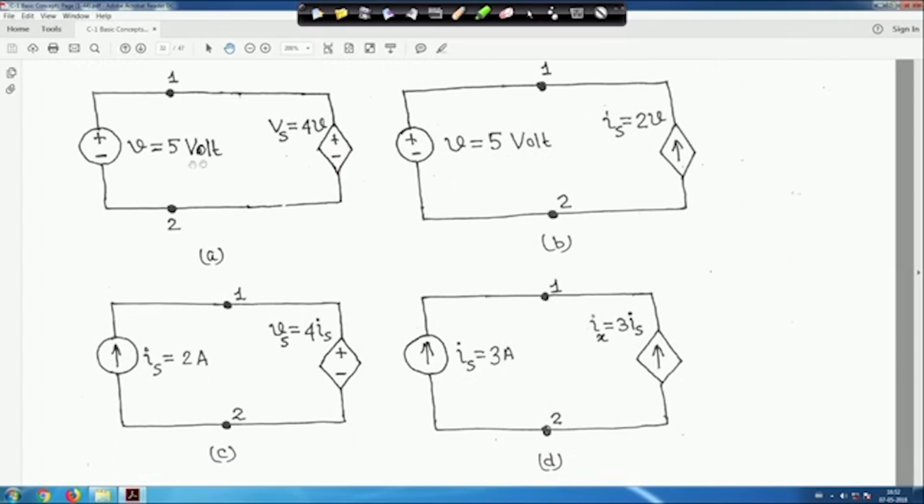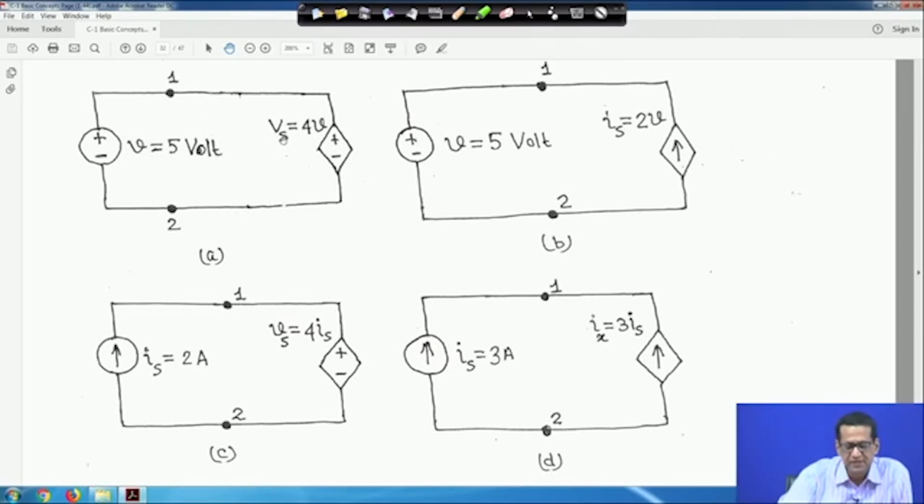Now, take this connection 1. Here, terminal 1 and terminal 2. Across terminals 1 2 a voltage source is connected, V is equal to 5 volt. Now, across 1 2 also a dependent voltage source is connected, Vs is equal to 4V. So, if you put V equal to 5, Vs will be 4 into 5, so 20 volt. But across the same terminals 1 2 you cannot connect two different voltage sources. So, this is an invalid connection.